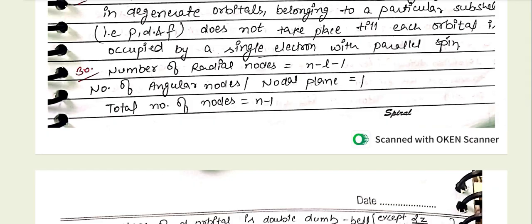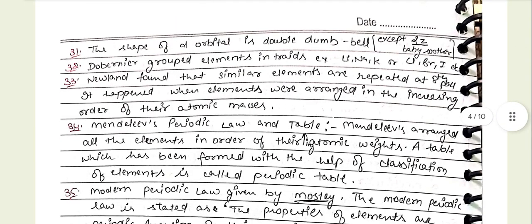Number of radial nodes is equal to n minus l minus 1. Number of angular nodes is equal to l. So the total number of nodes is n minus 1. The shape of d orbitals is double dumbbell, except the d z squared orbital.